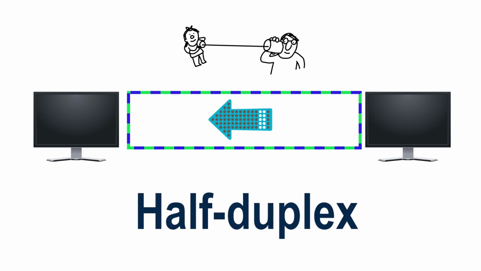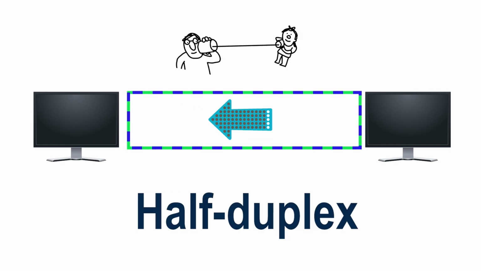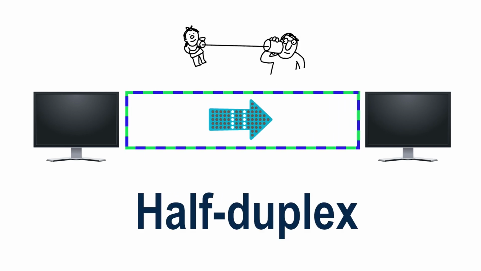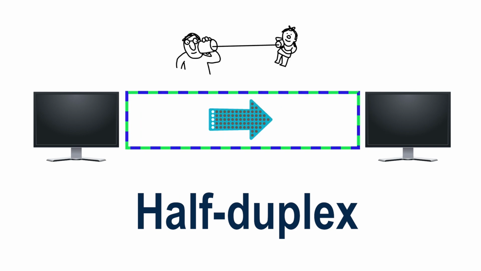This type of communication is called half-duplex. In half-duplex, a device can only send or receive data at a given time. It cannot perform both actions.